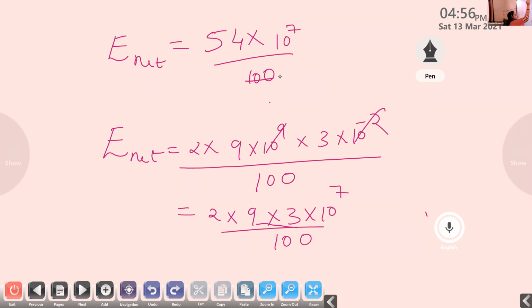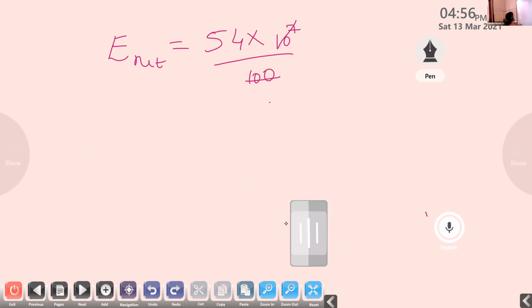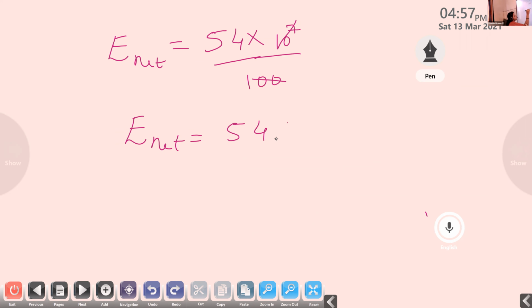So we can cut this 100 with this 10 raised to 7, right? Here this 100 is actually in the form of 10 raised to negative 2. That is why I'm cutting it. So we get the net electric field E net equal to 54 into 10 raised to 5, right? 54 into 10 raised to 5.